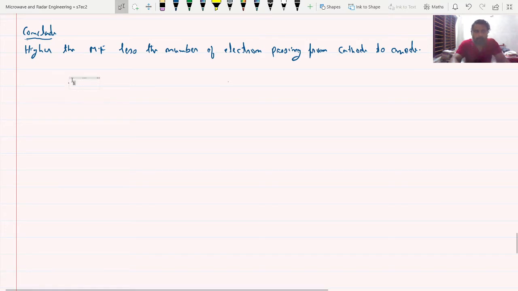Let me proceed with this one. The structure of what you call a magnetron oscillator. We have finally concluded that the higher the magnetic field, the fewer the number of electrons that will be passing from cathode to anode. Okay. So one of the important things that we have to keep in mind is velocity modulation.